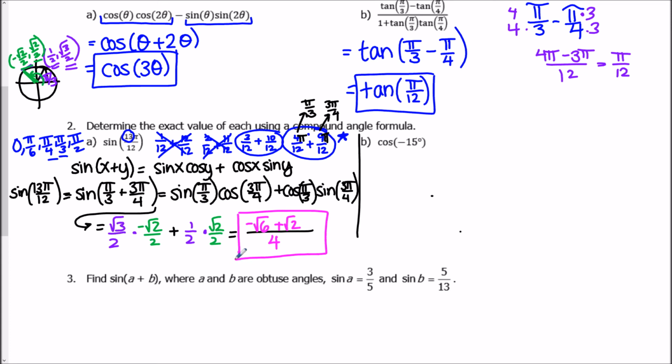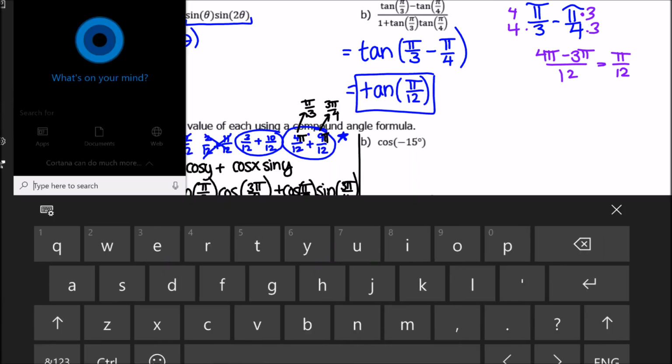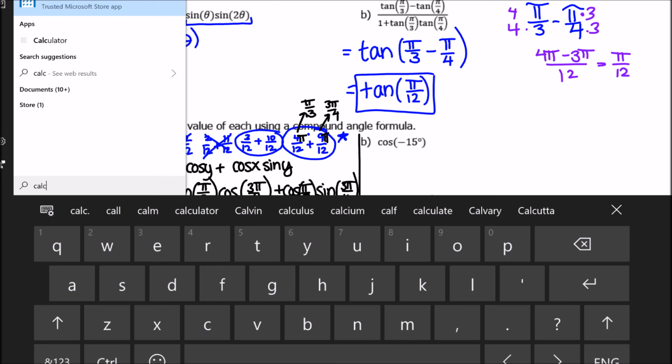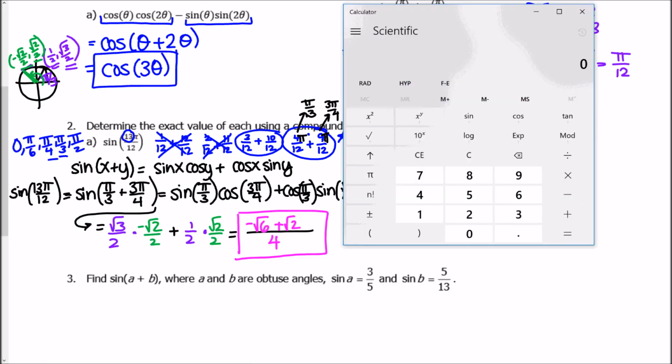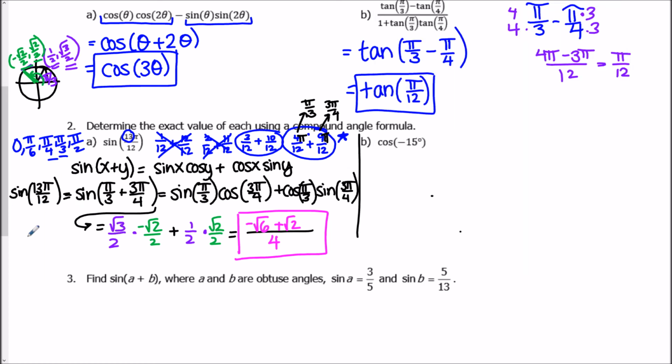Okay, now if you were to go to your calculator, and make sure that you are in radian mode, and if I were to take the sine of 3 pi over 12, I get negative 2.588, okay? So right here we can say that this is approximately equal to negative 2.588.